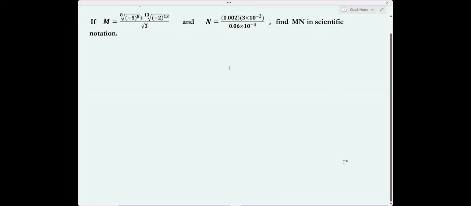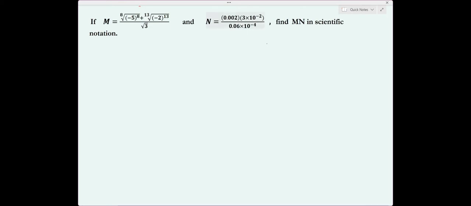In this video, we'll be solving this problem. We have m given as this, and n is this. We want to find the product m times n in scientific notation. So here, we will need about three concepts.